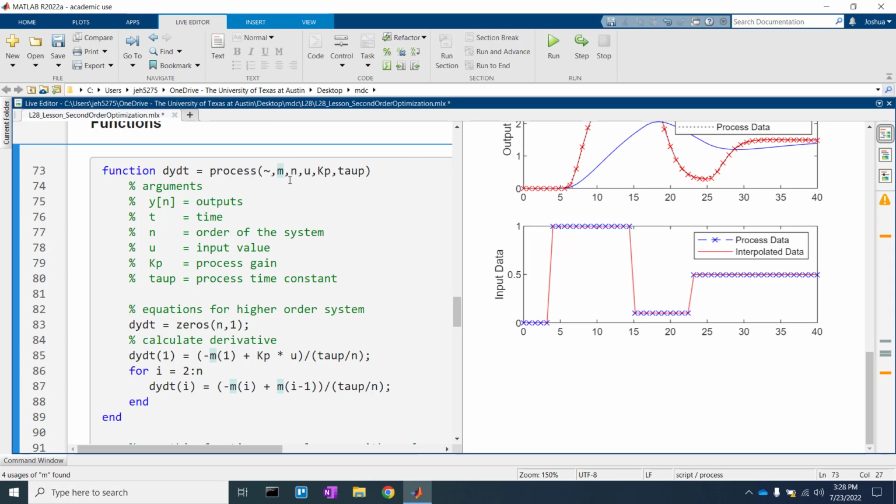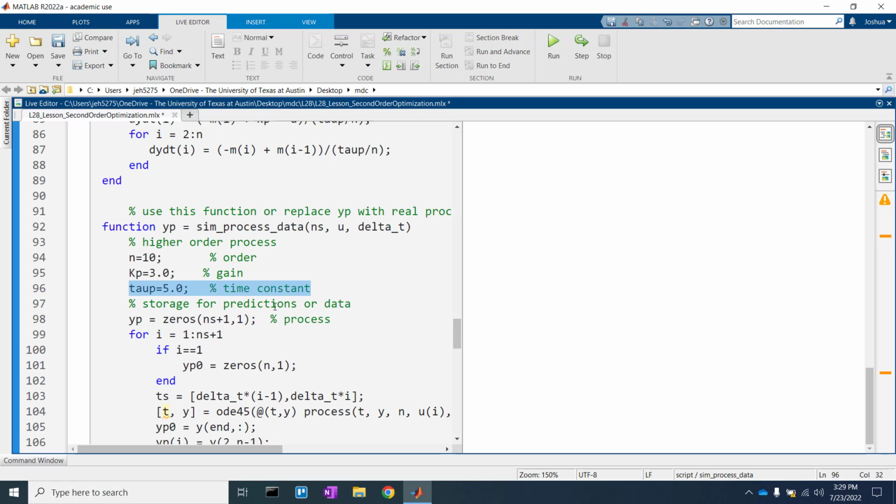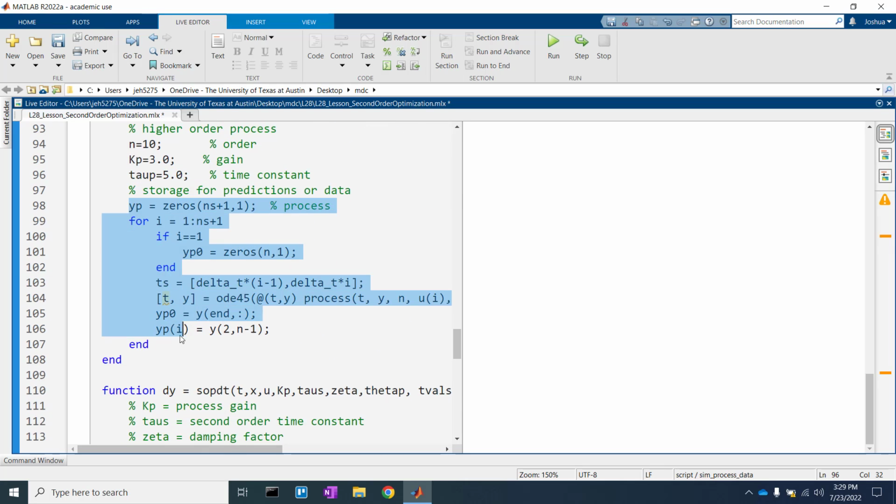We have m, which is going to be the magnitude of our change, n, which is the number of time points that we have within our system, u is going to be the input value, kp is the process gain, and tau p is the process time constant. So that's our process. If we sim process data, we're going to assume it's a first order system. We've got kp equal to 3, a tau p equal to 5, and we're going to store our predictions in this yp. We'll go ahead and change this t to a tilde as well.